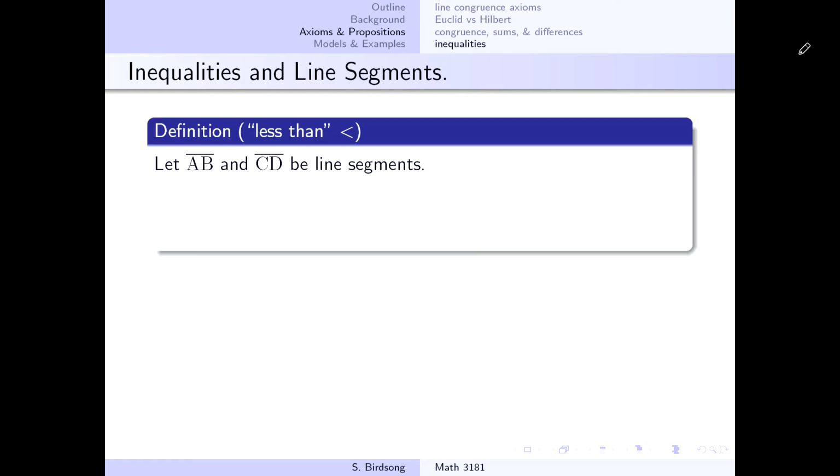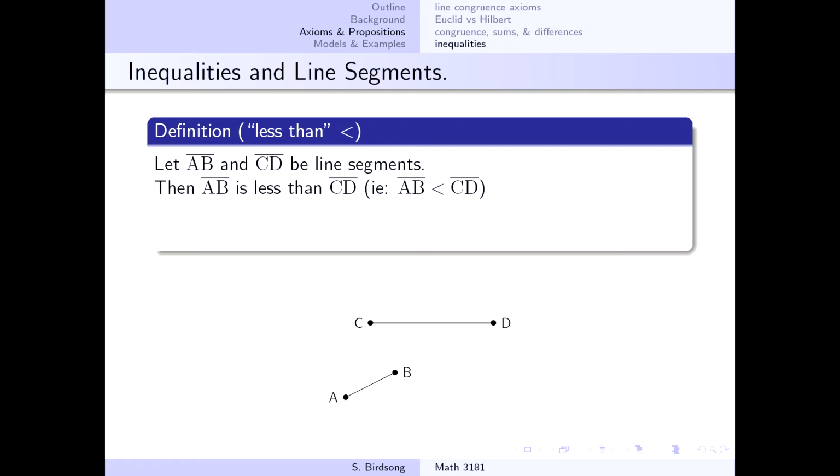In terms of the inequalities, here's how we define less than. You start off with two line segments. We'll grab line segment AB and CD. Then we define that line segment AB is less than line segment CD, using the standard notation of the less than symbol. Notice in terms of the picture, I on purpose drew these so that line segment AB visibly looks shorter than line segment CD. In other words, I'm playing on your intuition right now, to say yes, it's going to work here.